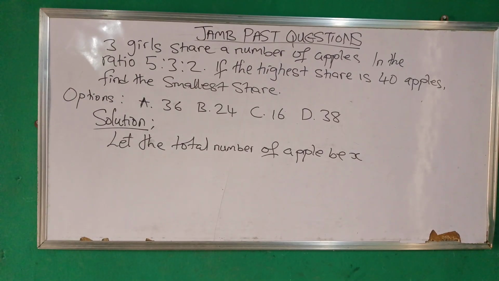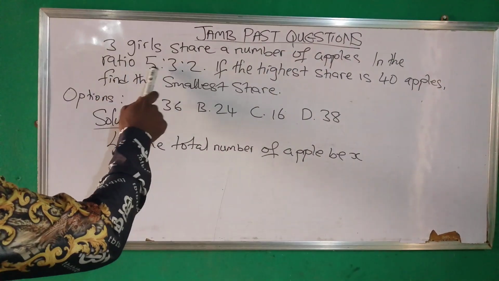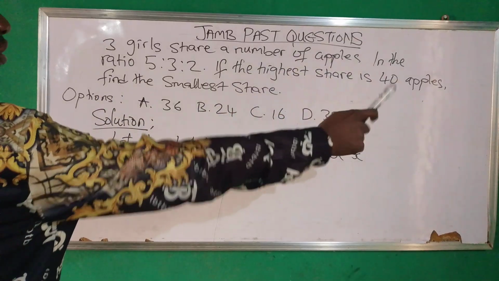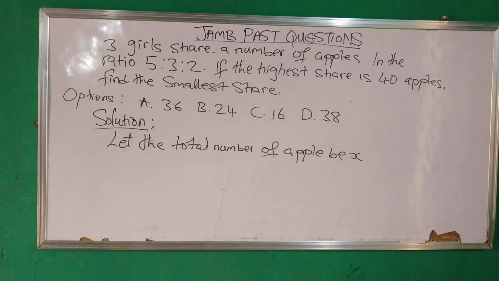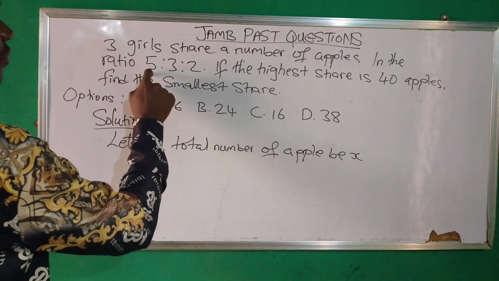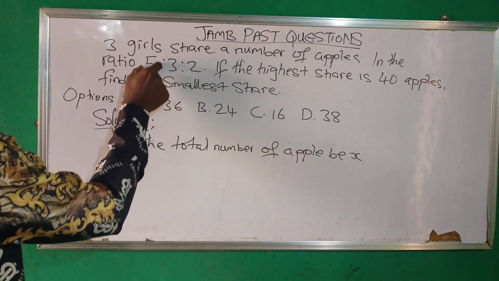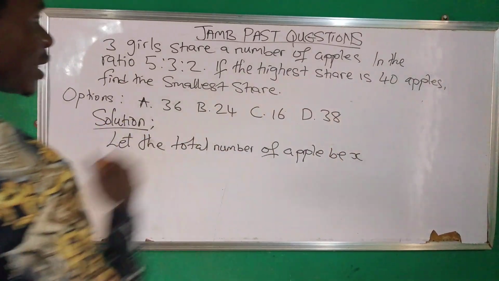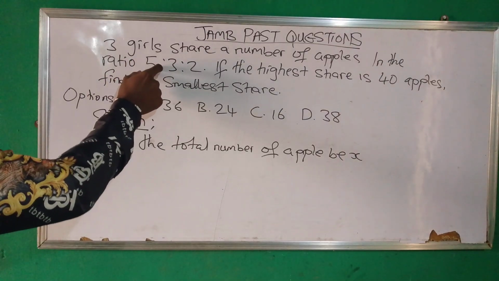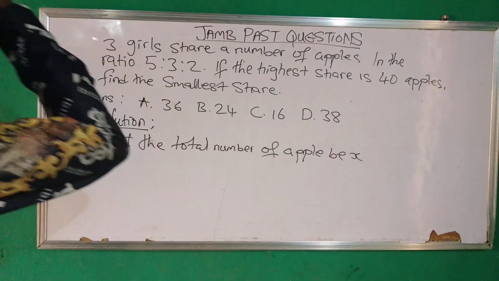If you are solving JAMB, you know it's not a theory exam, it's multiple choice, so you don't even need to write this. You just have to have it in your head that the total number of apples there is X. All right, so the question says that they shared the apples in the ratio 5:3:2 and the highest share is 40. Now, according to this ratio, which one is the highest? Definitely the highest is 5. So the person that got 5 got the highest share. So the person that got 5 parts got 40 apples.